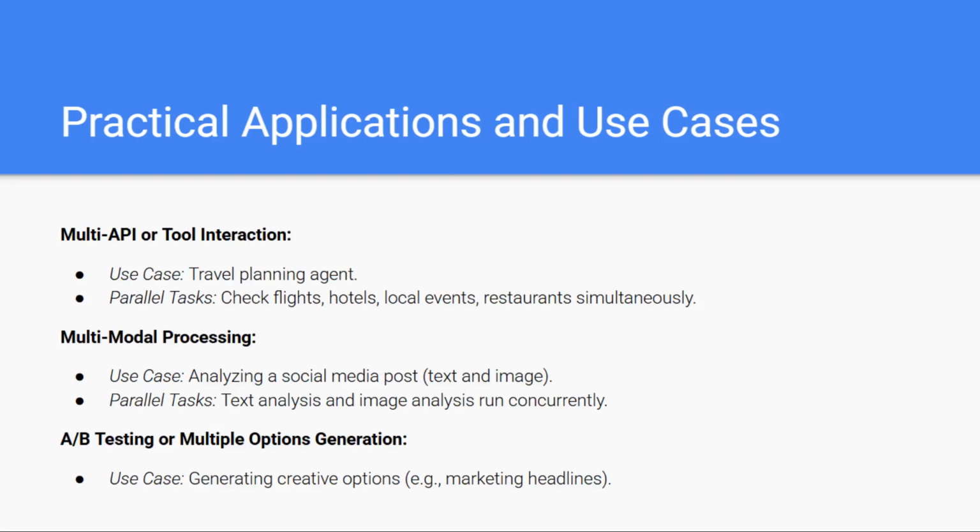We can consider a multi API or tool integration use case, travel planning. Imagine a travel planning agent. To create a complete itinerary, the agent must interact with several external booking and information services. For the parallel tasks, the agent doesn't check flights, then wait, then check hotels, then wait. Instead, it concurrently calls the API for flights, hotels, local events, and restaurants. By running these independent external lookups simultaneously, the agent presents a complete travel plan much faster than a sequential system would.